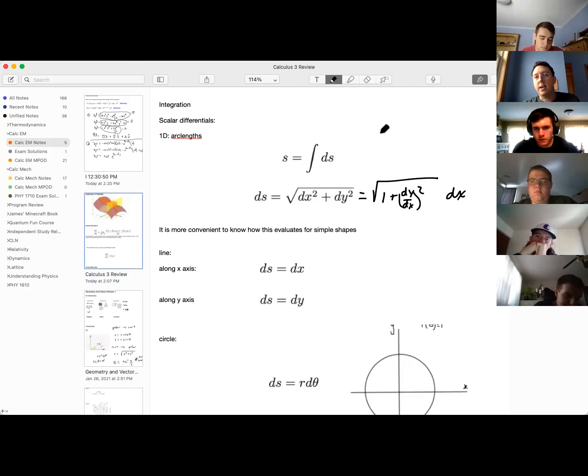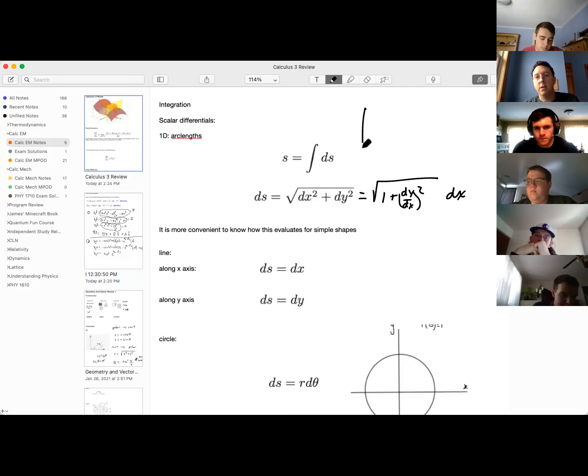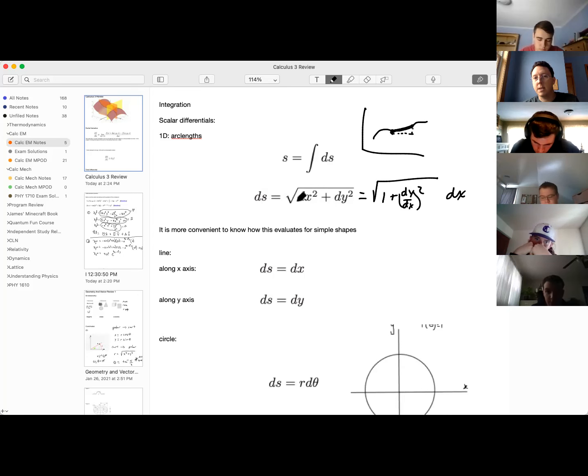If you write it this way, it makes clear that what you're really doing is, if you have some curve and you pick 2 points and you want the arc length between them, here's the change in x, here's the change in y, and you're working out the hypotenuse of the triangle between them. So that's why it looks like a Pythagorean theorem sort of formula. That's where that comes from. Okay.